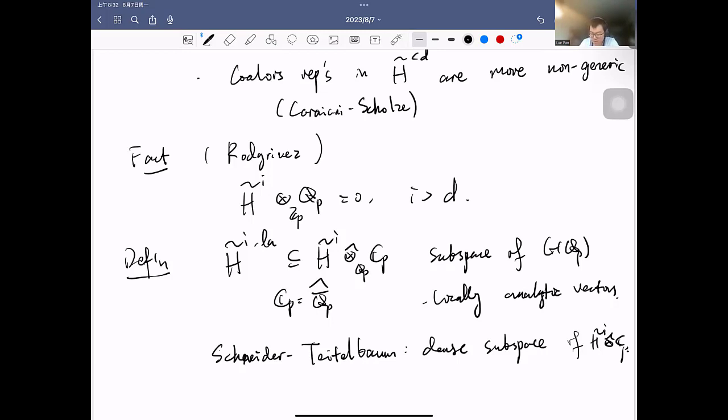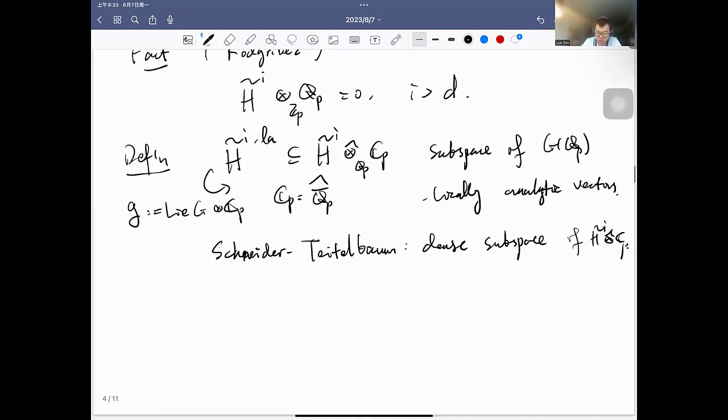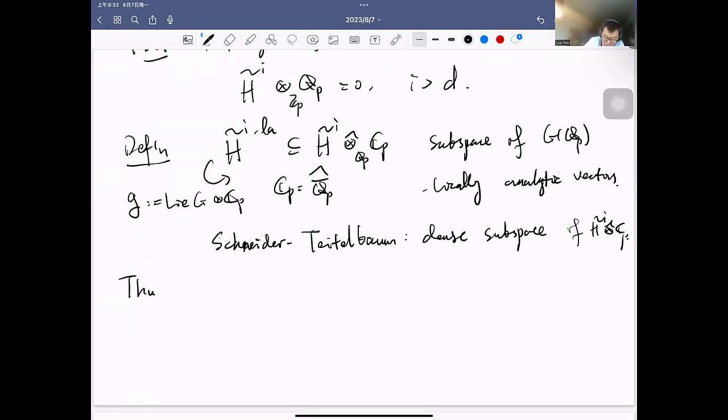Once we are on these locally analytic vectors, because the action of the group becomes analytic in some neighborhood of the identity element, now you can take the derivative and consider the Lie algebra action. So it carries an action of the Lie algebra. So now I can state the main theorem.